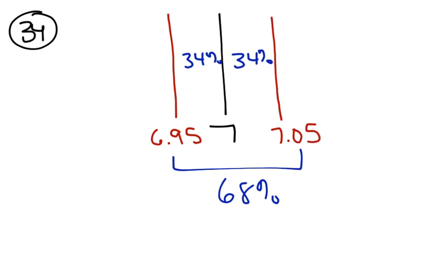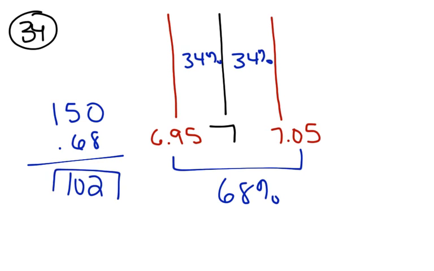But that's not the answer to my question. The answer to my question is how many nails in the bag of 150 will fall in that category. So you have to multiply 150 times 0.68. And we're going to find out that it is 102 nails out of the 150 should fall between 6.95 and 7.05 inches long.